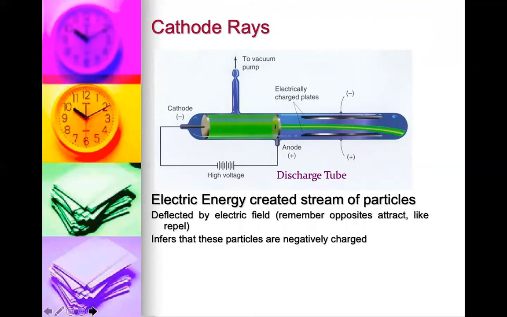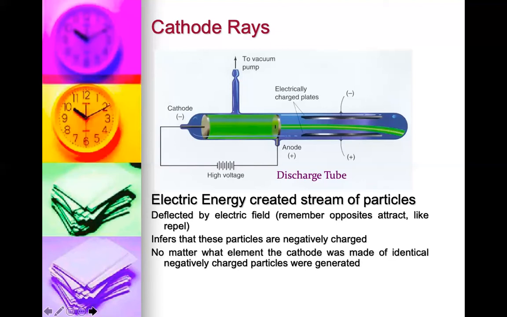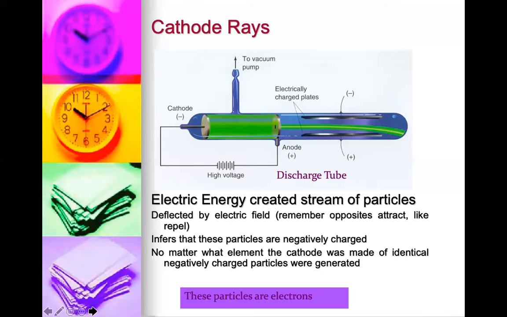But once a voltage is supplied and there are positive and negative charges here, there is a deflection of these particles. So from here, J.J. Thomson concluded that these particles are negatively charged because they are attracted to the positive pole. These particles were later named electrons.